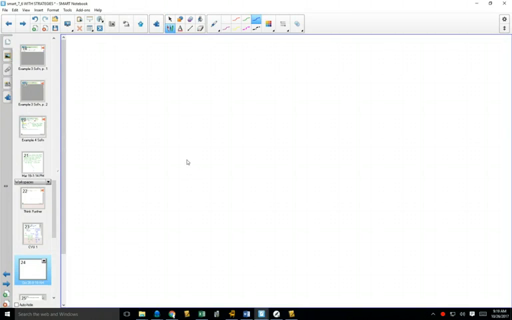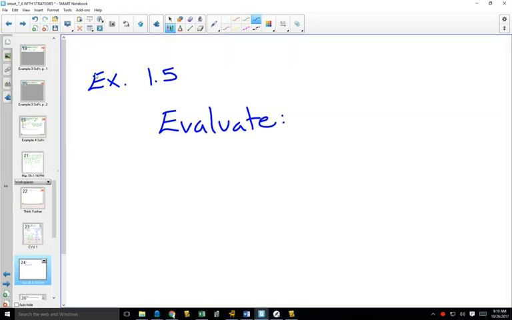Before we get to example 2, I'll call this one example 1.5. Evaluate. You can do this just at the top of page 655. Evaluate two times sine of pi over 12 times cos of pi over 12.